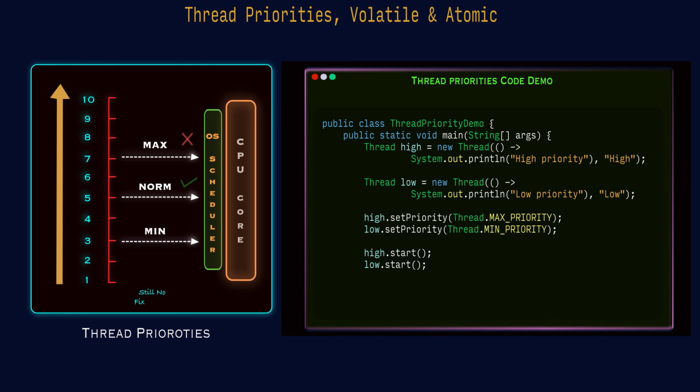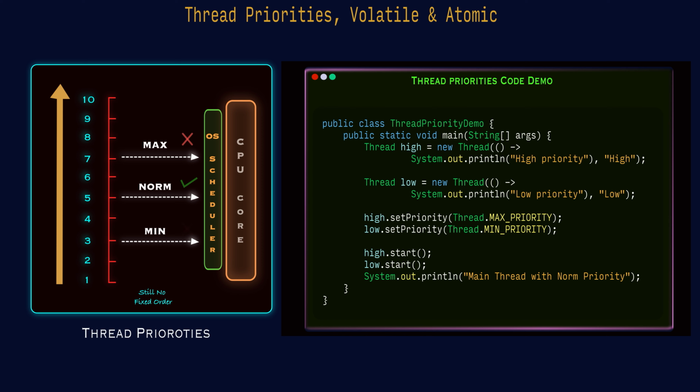So guys, here I have declared two threads, high and low. For the high thread, I have set the priority Thread.MAX_PRIORITY, which is equal to 10. Similarly, for the low thread, I have set the priority Thread.MIN_PRIORITY. Then next, I have started the high priority thread first, that is high.start, then low.start. And of course, our main thread will also run with norm priority, right?